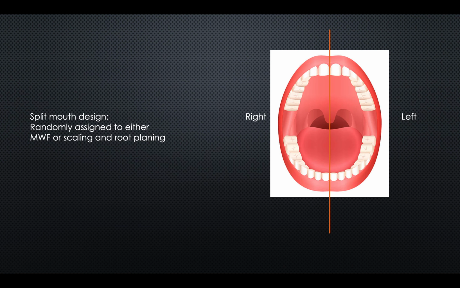So this study is a split mouth design, randomly assigning the right and left side of patients who had been diagnosed with periodontitis. Of course, that is the older classification, not the one that we use now with staging and grading. These patients were diagnosed with moderate or severe periodontal disease and were referred to these researchers for treatment. So the right or left side of the mouth was randomly assigned to either modified Widman flap or scaling and root planing.